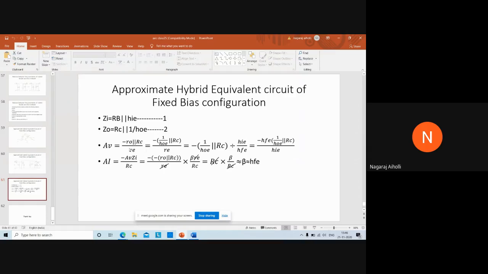This is our normal formula what we have. AV is minus R0 parallel RC by RE. But if we want it in terms of hybrid parameters, then it will be this, that is minus HFE into 1 upon HOE parallel RC, that divided by HIE.